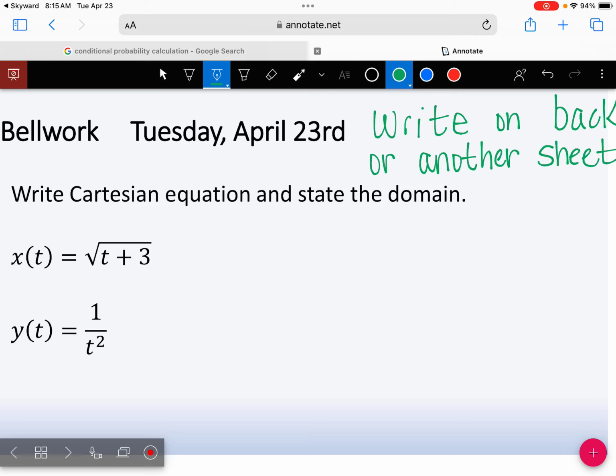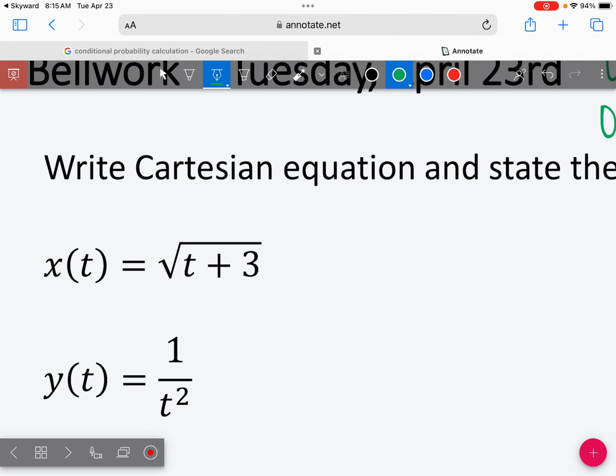So before you do anything, you want to start by looking at your domain. When I'm looking at this one here, I see I have a square root. So that means that t plus 3, and I really don't like t because it looks like a plus sign, has to be greater than or equal to 0, which means my first domain restriction is that my values have to be greater than or equal to -3. Any questions about how I got that first one?